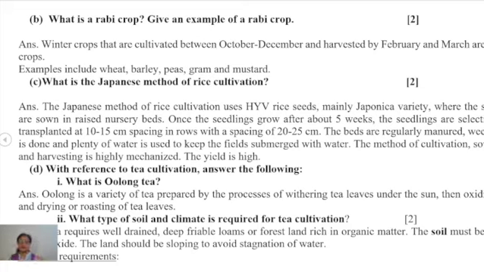In the earlier part we discussed wheat. Wheat belongs to this category. Examples include wheat, barley, pea, gram, mustard. These all are rabi crops.